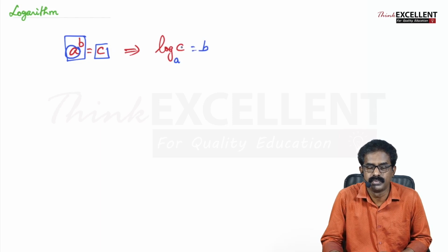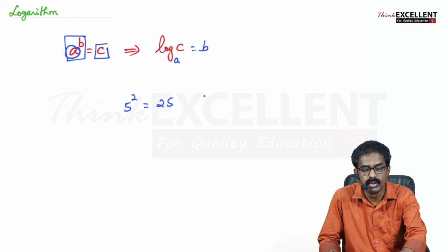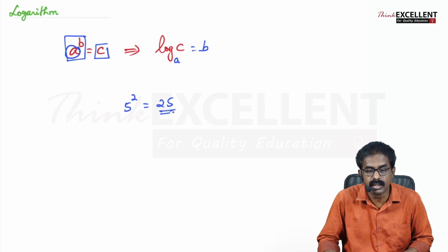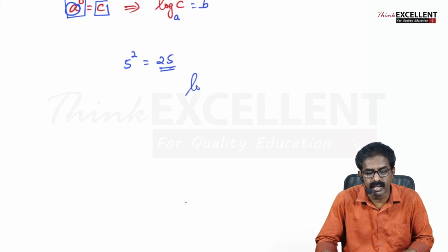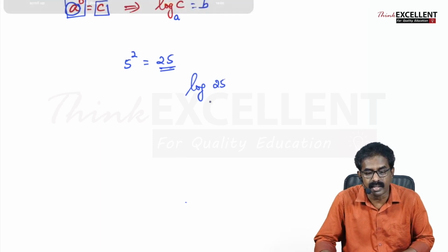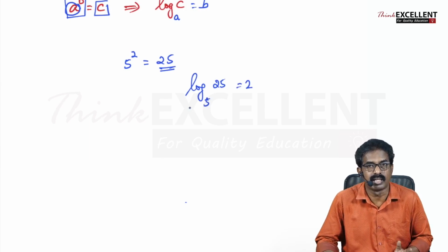equal to b. So 5 square is equal to 25. It is in exponential form. How can you change it into logarithmic form? You can write it as, the separate number is what? 25, right? So you can say log 25 to the base, which is the base here, base is 5. So to the base 5 is equal to 2. So this is how you have to convert exponential form into logarithmic form.